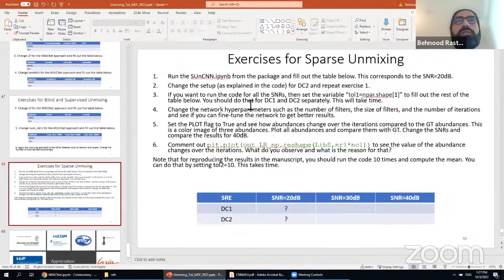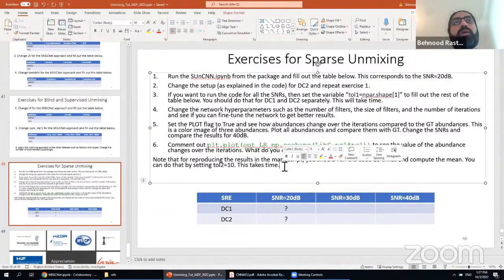So again, the result for SunCNN is based on two simulated data sets. If you're interested in a real data set and on the original repository for SunCNN, I think it's available online. For instance, Cuprite data set is a data set that you can use, or any other data set to apply sparse unmixing and partly SunCNN for real data sets.